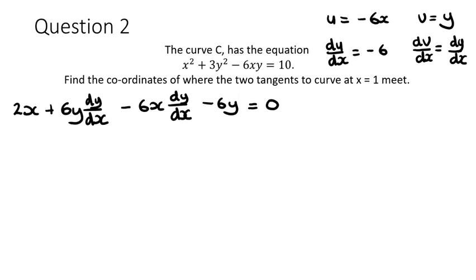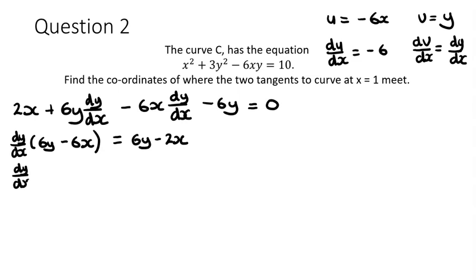So we've differentiated; however, we want to get dy by dx to find what our tangent's going to be. So we're going to group together the dy by dx's, and then I'm going to take anything that's not a dy by dx over to the other side. By doing that, what I can then do is divide both sides by 6y minus 6x.